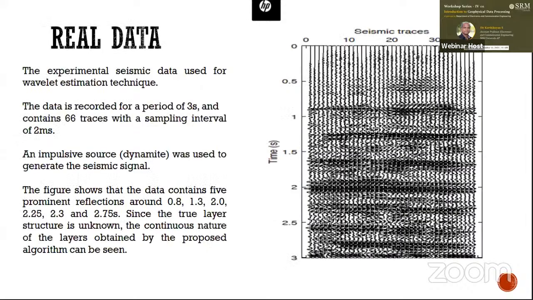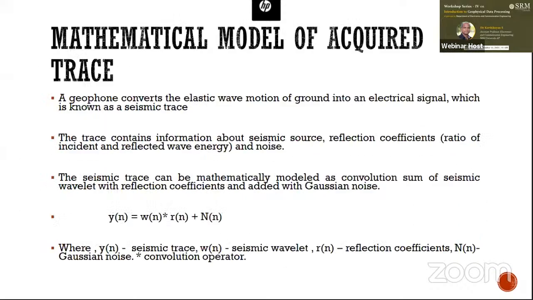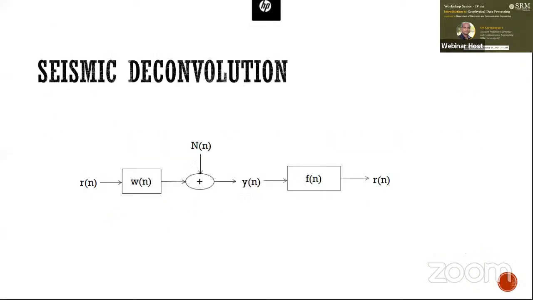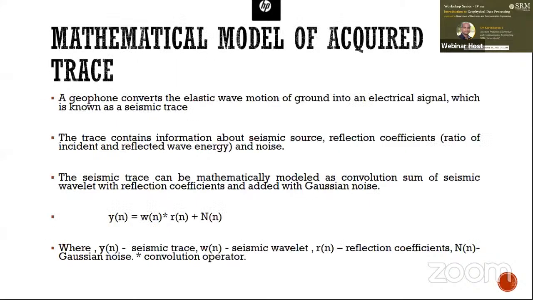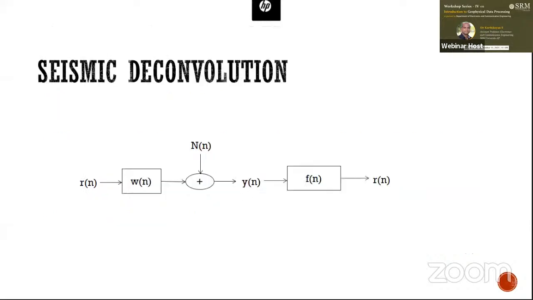Here is a small mathematical model. YFN is the seismic trace, WFN is the seismic source wavelet, RFN is the reflection coefficients, and NFN is the noise sequence. We need to extract RFN from YFN, the reflection coefficients. This is called deconvolution, which is defined mathematically.